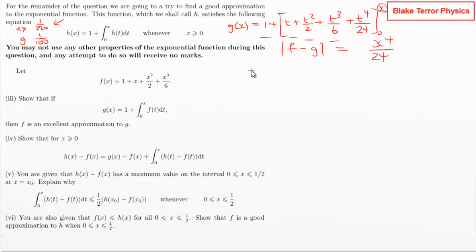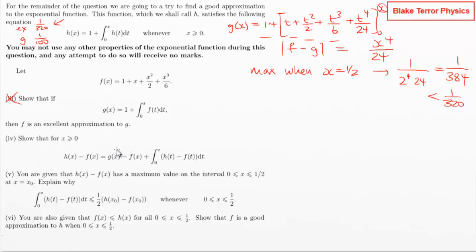So that means this has got a maximum when x is equal to a half, which means that we're getting 1 over 2 to the 4 times 24. So 16 times 24 is what? 384. So that is equal to 1 over 384, which is less than 1 over 320. So therefore we got an excellent approximation. Right, okay, that was fine.